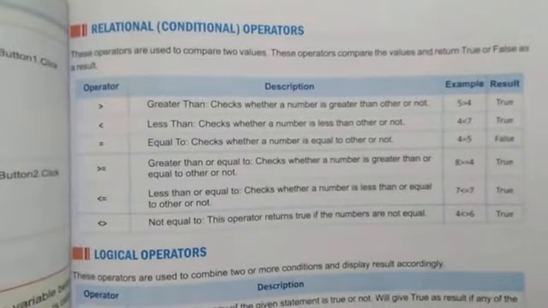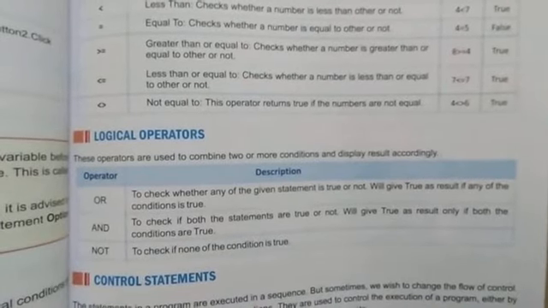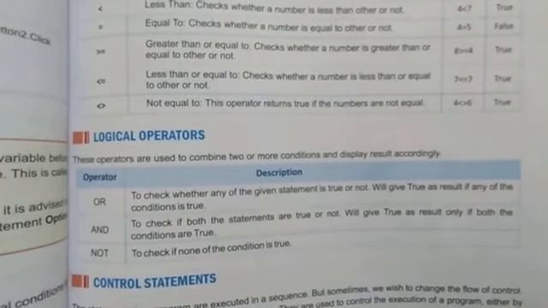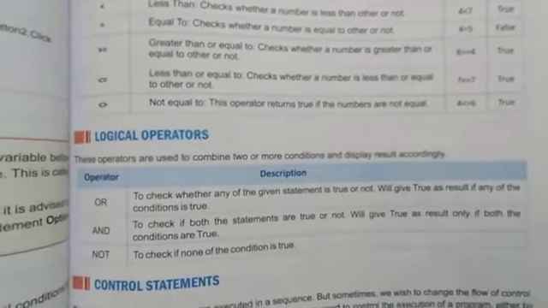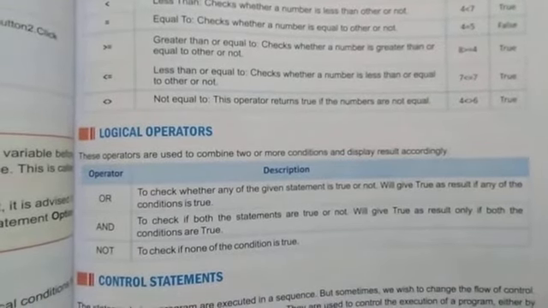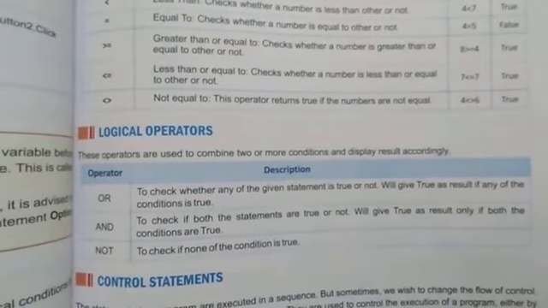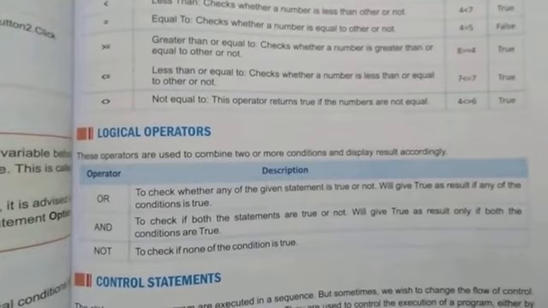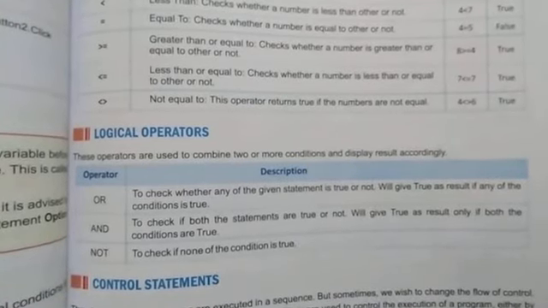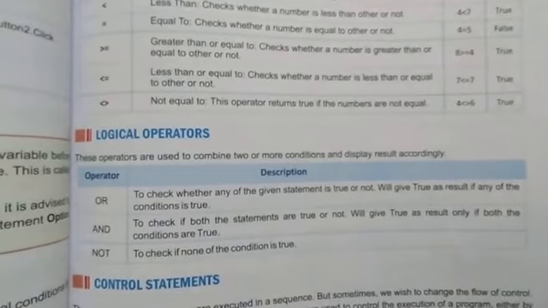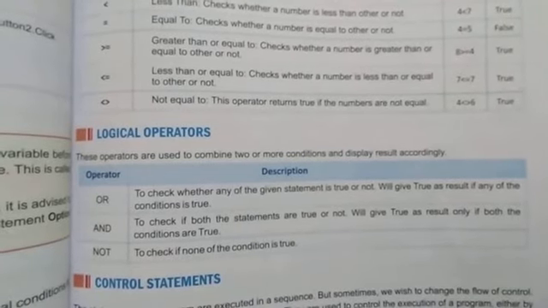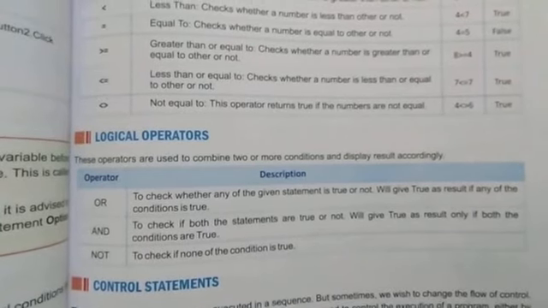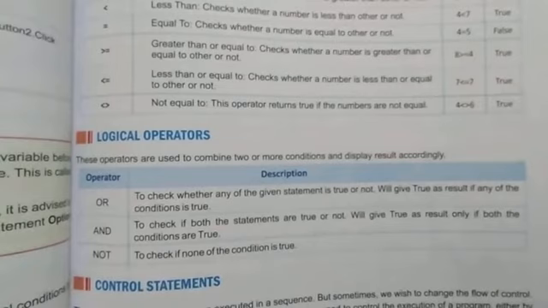Now next, logical operators. These operators are used to combine two or more conditions and display the result accordingly. Yes students, if you want to check two or more conditions with some data values, then you can use logical operators. There are three types of logical operators available: or, and, not. Students, the or operator checks whether any of the given statements is true or not, and will give true as the result if any of the conditions is true.